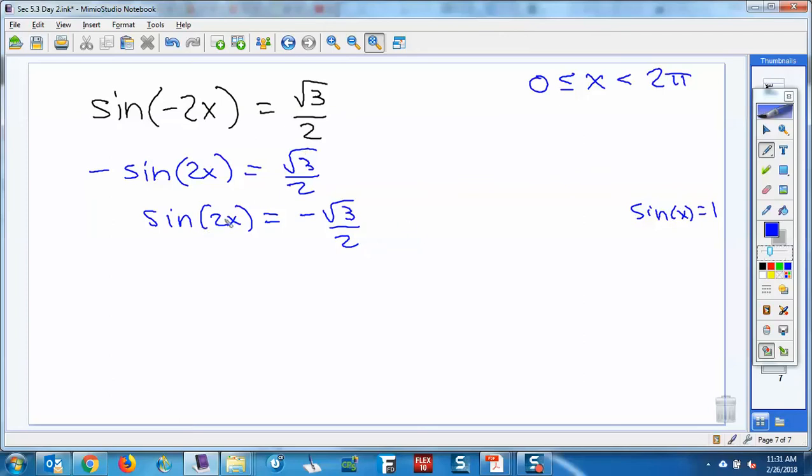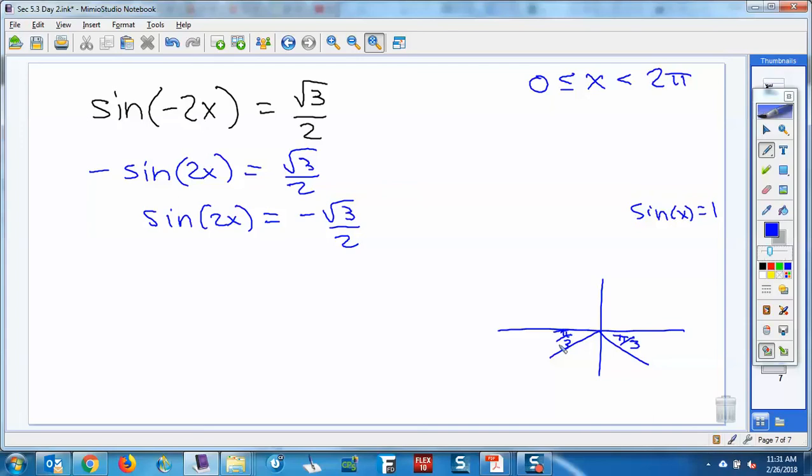All right, so now we kind of ignore the 2x for a minute, and we just ask ourselves, where would sine be this? That would be down here and down here, right? And what's the reference? The easy one to remember is when sine is 1/2, isn't that always pi 6? Sine of pi 6 is 1/2. So when I see root 3 over 2, I know it's going to be pi thirds. So the reference is going to be pi thirds.